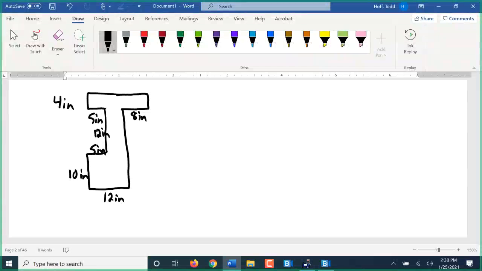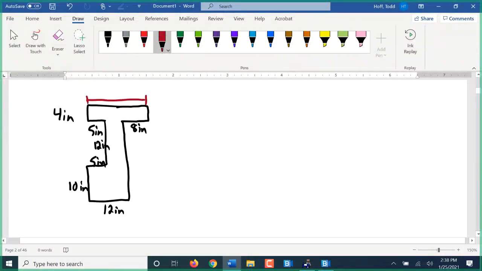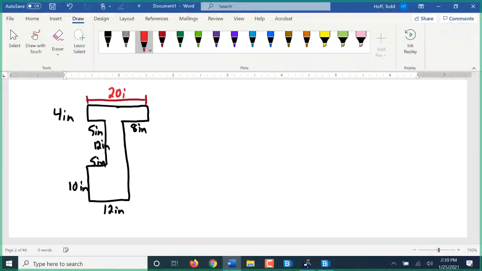First of all, there are some dimensions we need to find. This dimension across here, what is it? Well, it's 12 plus 8. It's 20. It's 5 from here to here, right? Across here would be the same as this. That'd be 12 minus 5, which is 7. What I did was just add the 8 and the 12, because it's 20, it's simple. Yeah, that works too. So 12 plus 8 is 20.